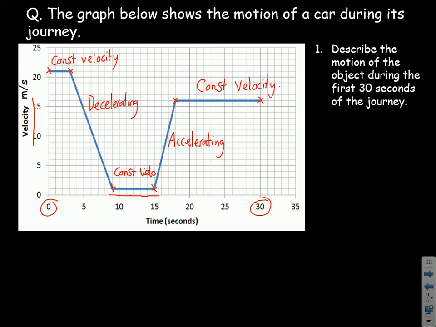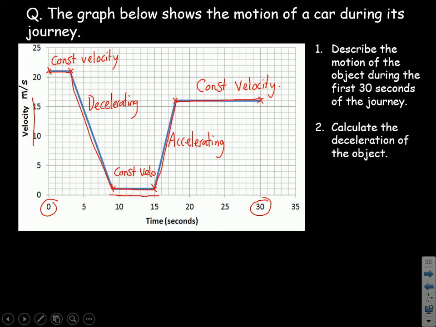So there's quite a lot to that one. So we have constant velocity to start with. We then have deceleration, uniform deceleration. We then have a constant velocity. We then have acceleration, uniform acceleration. And then finally, constant velocity to finish.